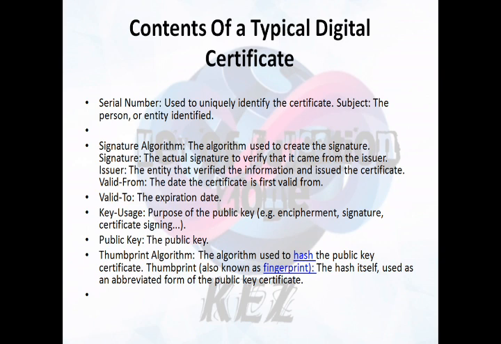So an electronic document used to prove ownership of a public key, with a digital signature through which you can authenticate it, is known as a digital certificate. Now the specific contents of a digital certificate are the serial number, the certificate subject, signature algorithm, signature, issuer, valid up to, key usage, the public key, and the thumbprint algorithm, with the thumbprint also known as the fingerprint. These all specify the contents of digital certificates. I think right now you can understand what e-commerce threats and security are. Thank you for listening to this video.